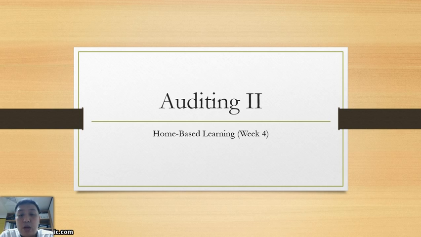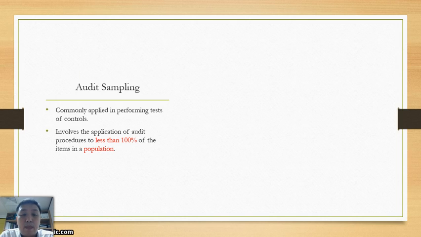We will be covering some concepts about audit sampling. After this, you will get to apply attribute sampling on test of control in a short case study. Audit sampling is commonly applied by auditors in performing tests of controls. This involves auditors applying audit procedures to less than 100% of the items in a population.